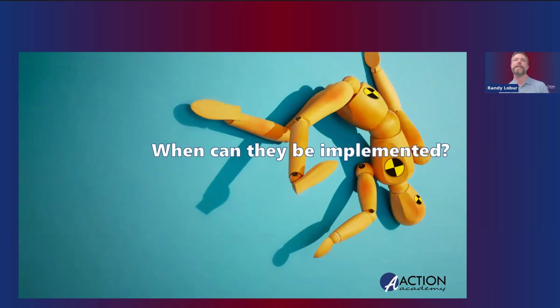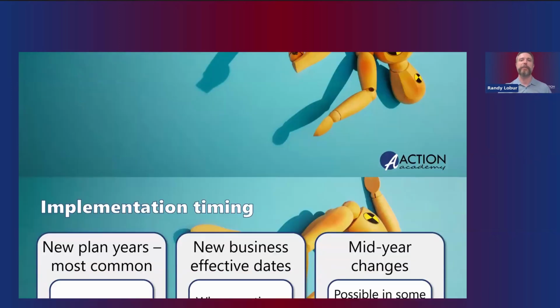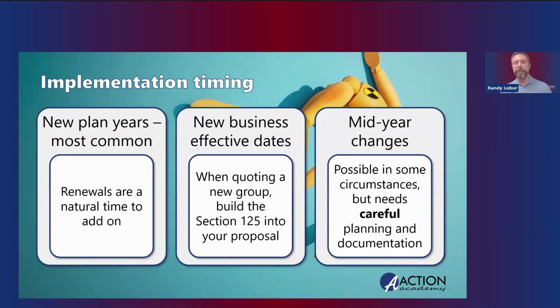When can you implement these? Can you do it anytime you want? Generally, we find it's easier to make everything line up deduction-wise when a new plan year hits. Especially as you start talking to your groups for renewal seasons, maybe you have some 4-1s coming up, maybe you have an eye toward July 1st and figuring how these fit into your pitch for your 7-1 groups. Renewals are a great time to have this conversation, right?